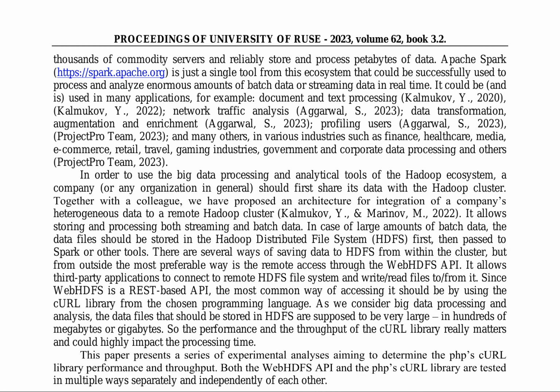In the realm of big data processing and analysis, the Hadoop ecosystem is a comprehensive suite of tools, with Apache Spark being a prominent tool for handling both batch and streaming data. To leverage these tools, a company must first integrate its data with the Hadoop cluster. A previously proposed architecture enables the integration of heterogeneous data to a remote Hadoop cluster, allowing for the storage and processing of both streaming and batch data. This architecture relies on the Web HDFS API for remote access to the Hadoop Distributed File System, HDFS.